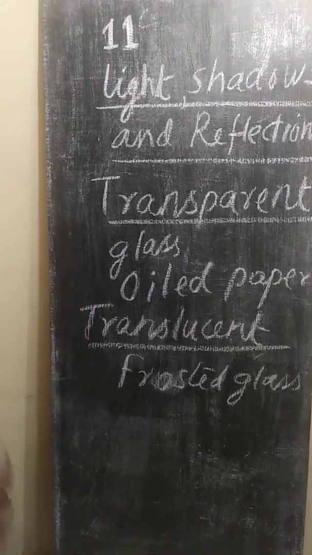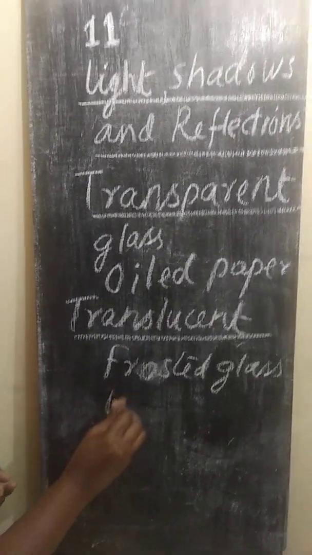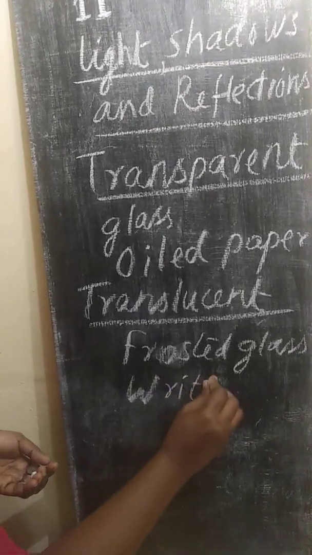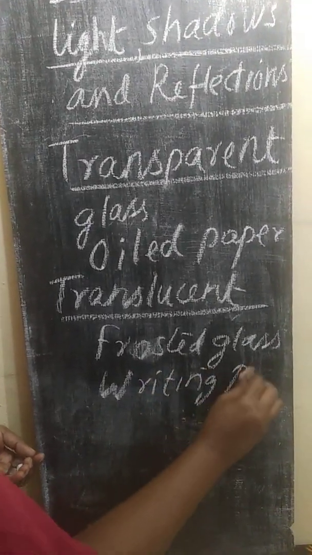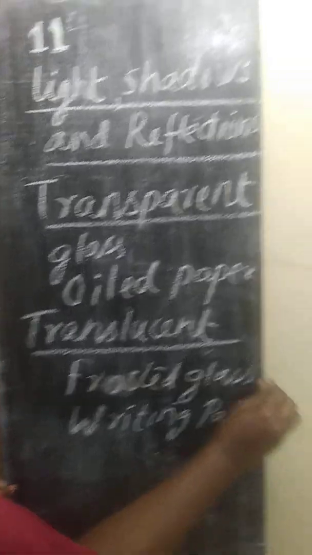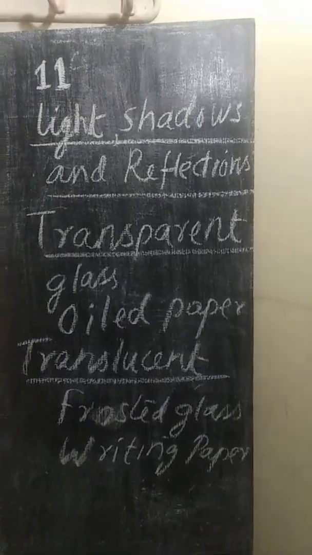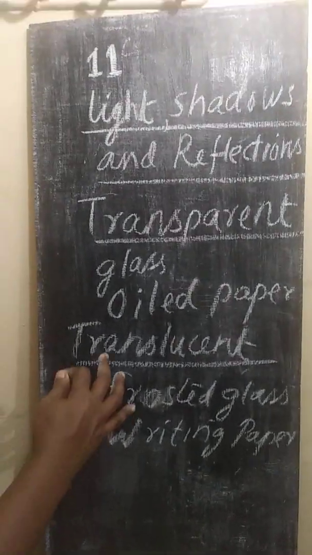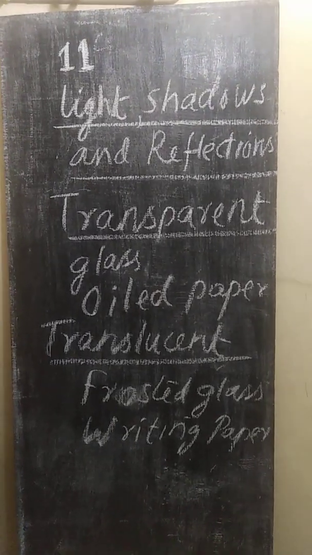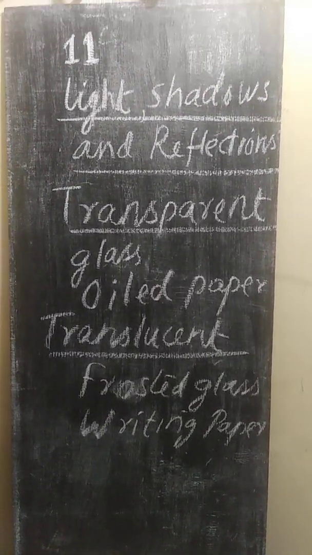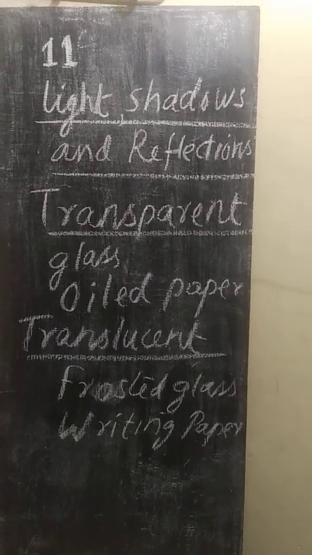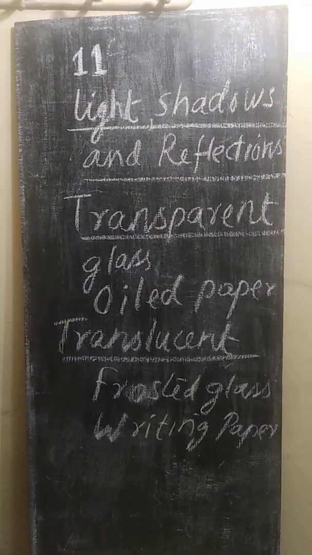Through this we cannot see clearly. And writing paper is also translucent. Writing paper, you cannot see clearly, but faintly you can see the objects when looking through the writing paper. So these are some of the objects through which the light cannot pass completely, but partially the light can pass through them. They are called translucent objects.